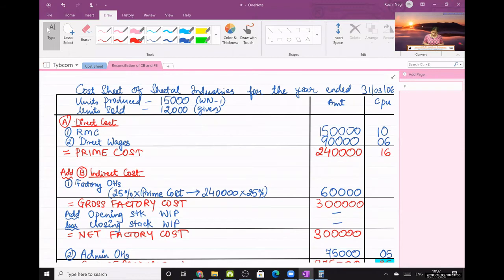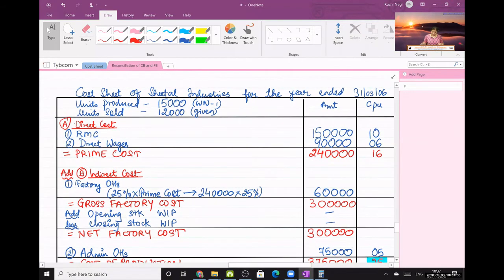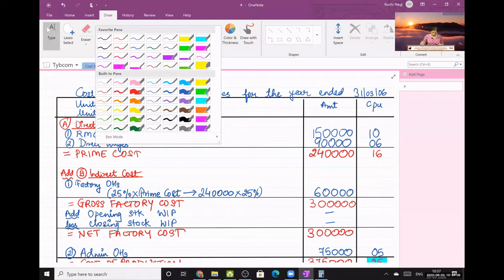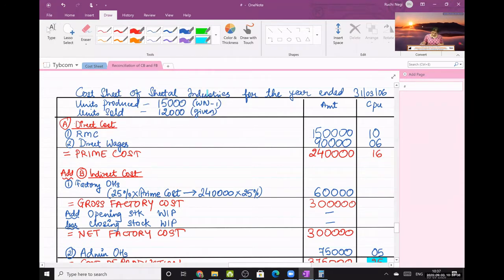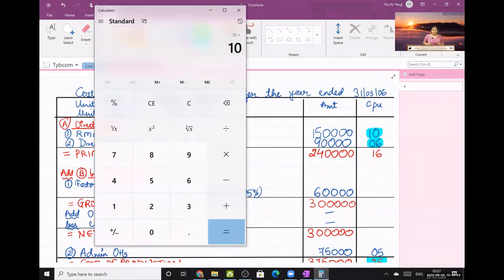Start with direct cost. Direct, in that raw material is given 10 rupees and 6 rupees. Right, in the CPU column, 10 and 6. So 10 multiplied with 15,000 units produced. So 1,50,000 is my raw material consumed. Next, 6 into 15,000. So 90,000 is my direct wages. Add both. So it is 2,40,000.